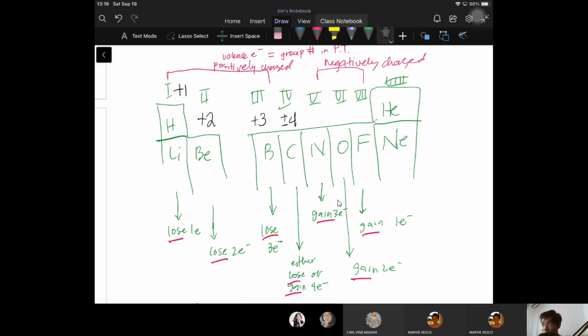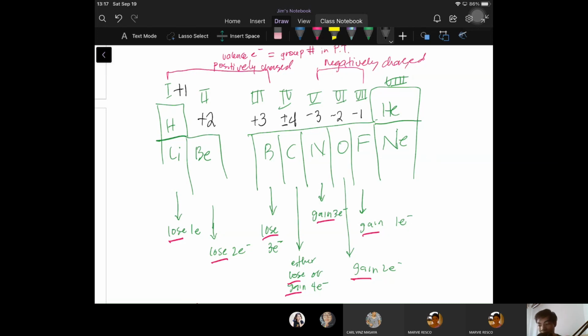So, yan. So group 5, it gains 3 electrons. So meaning may tatlong sobrang negative, no? So it will be negative 3 in charge. Yung oxygen family, since dalawa yung ginain niyang electron, negative 2 yung magiging charge niya. And group 7, if it gains 1 electron, magiging negative 1 yung charge niya. Kasi isa lang yung nadagdag na electron sa kanya. Again, for noble gases, walang charge yan. 0. Okay?